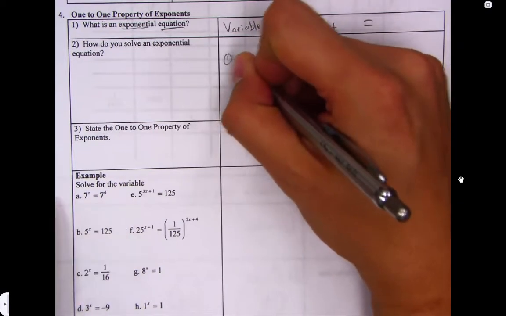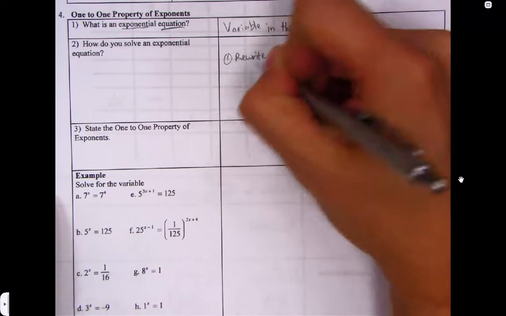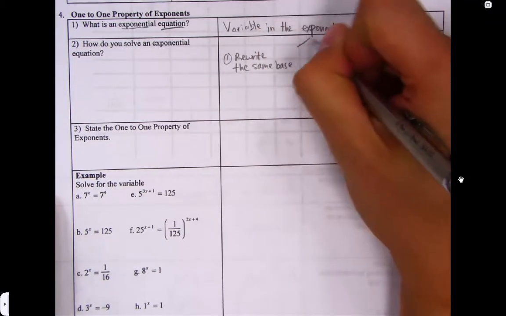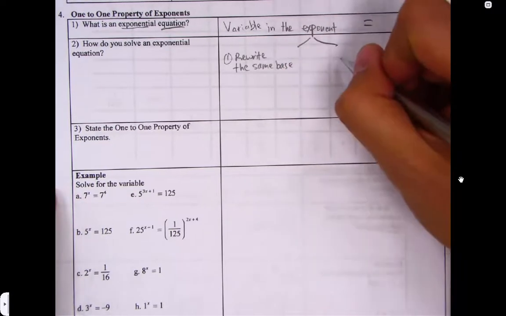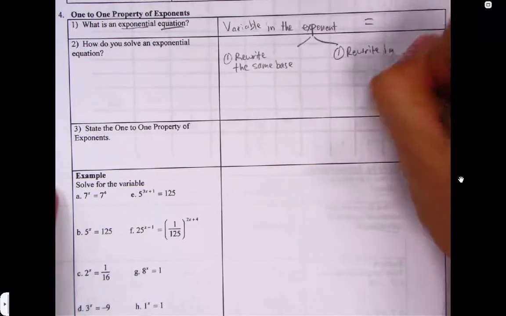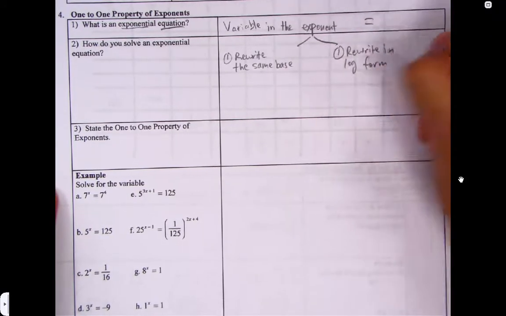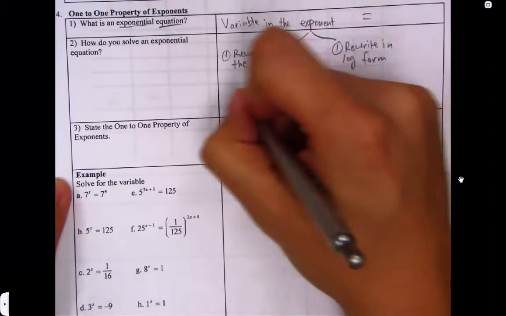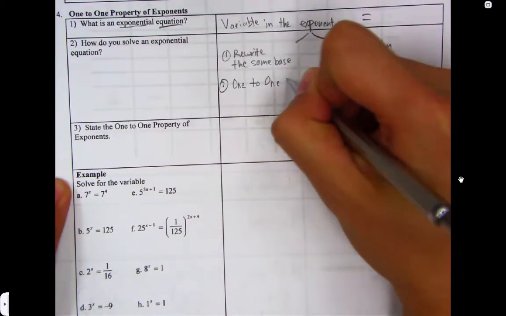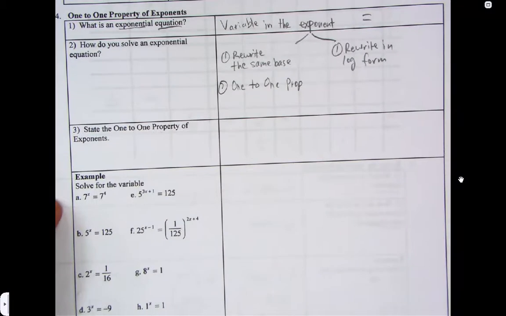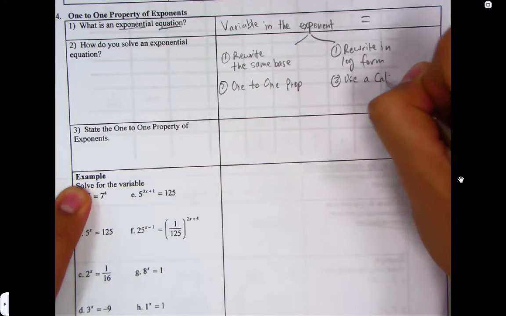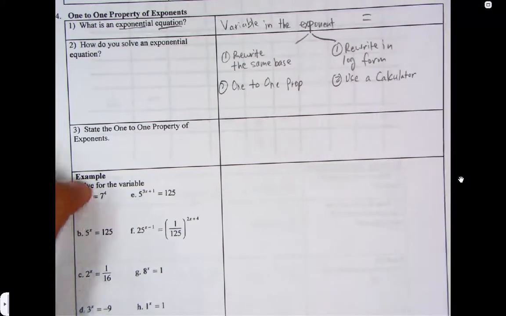First, you try to rewrite in the same base. If you can't rewrite in the same base, you're going to rewrite in log form. Now if you can rewrite in the same base, you're going to use the one-to-one property of exponents. If you're going to rewrite in log form, you're going to use a calculator to solve the problem.